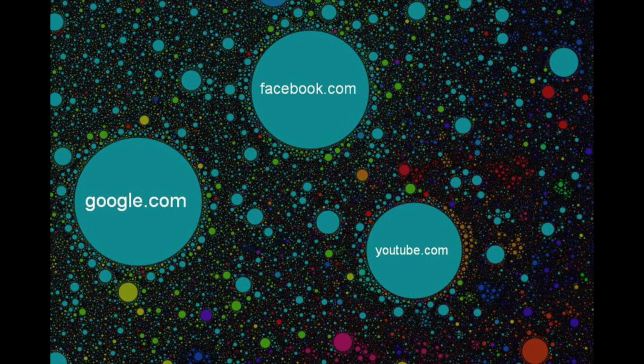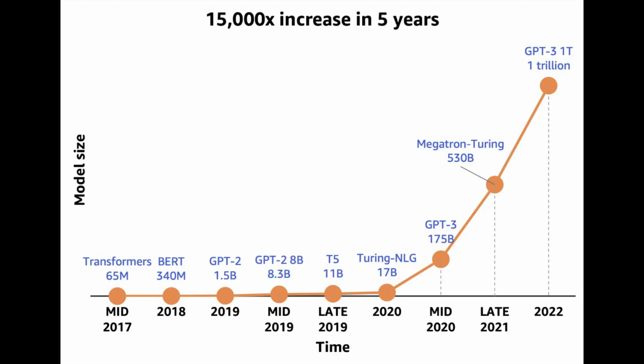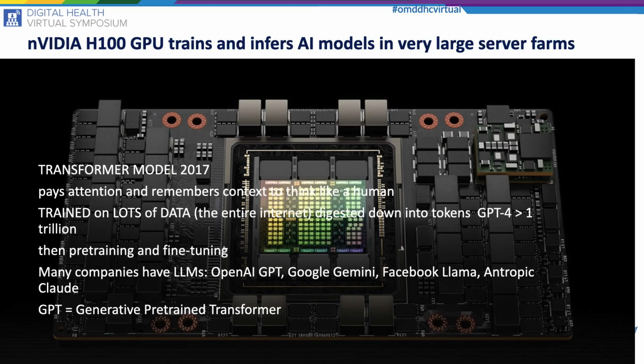It's trained on lots of data, basically the entire text of the whole internet, public text, and it's digested down to tokens. ChatGPT 4 actually uses more than 1 trillion tokens. So these large language models require all this pre-training. It takes about a month to do, and then the companies can fine-tune it, make specific applications for your specific need.